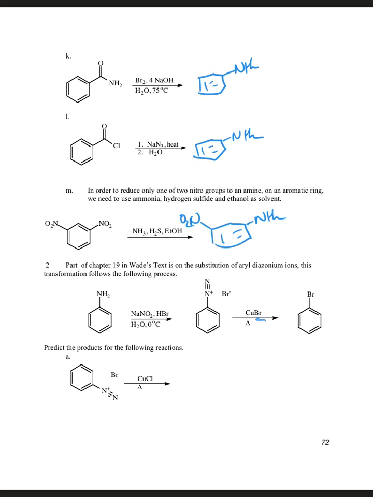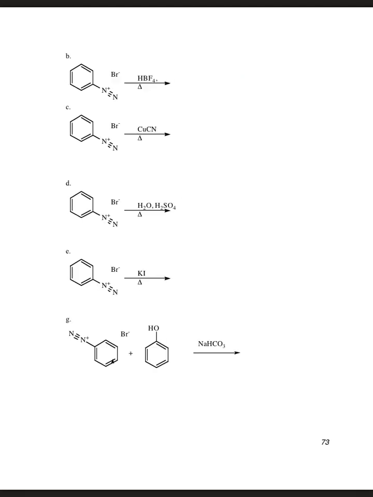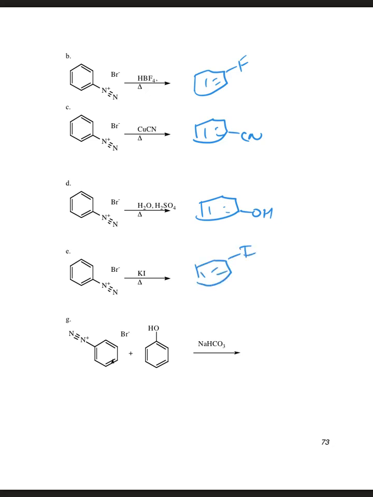It's usually what's off the copper. So in this example, we put the bromine on there, and this one is going to give us the chlorine. HBF4, CuCN in acidic water. HBF4 gives us the fluoride. KI is going to give us the iodide.